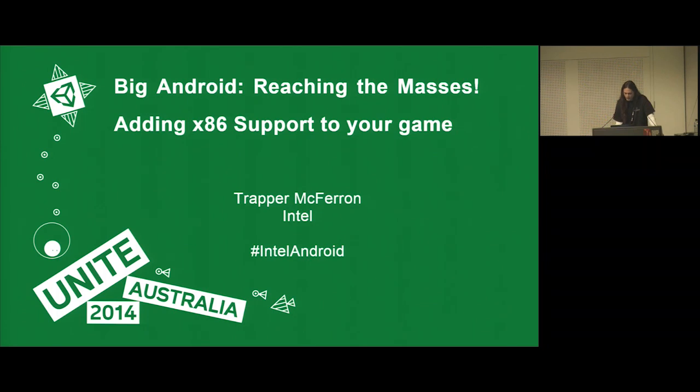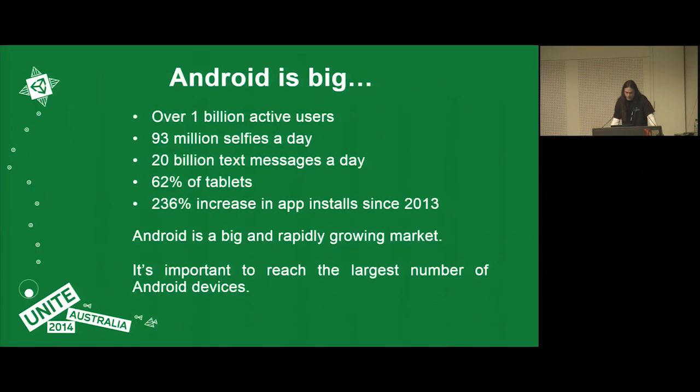Big Android reaching the masses. What does that mean? Well, obviously we know Android's big, right? We've got some crazy stats over here on selfies and billion text messages. 62% of the tablet market share is Android. And obviously it's important to reach the largest number of Android devices. Well, why am I up here saying that? It's because probably up until now, all the Android tablets you've used have used the ARM architecture, the same as in the iPhone and stuff.